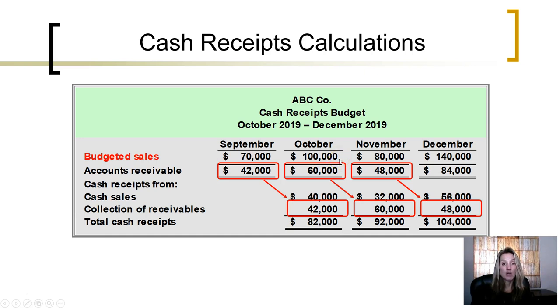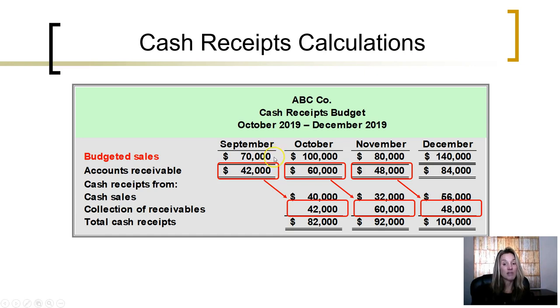Budgeted sales for October are $100,000. 40% of those will be received in October as cash sales. The other $60,000 or 60% will be received the following month. That means during October, we will receive $40,000 in cash from the current month's cash sales, plus we will receive 60% of last month's credit sales.